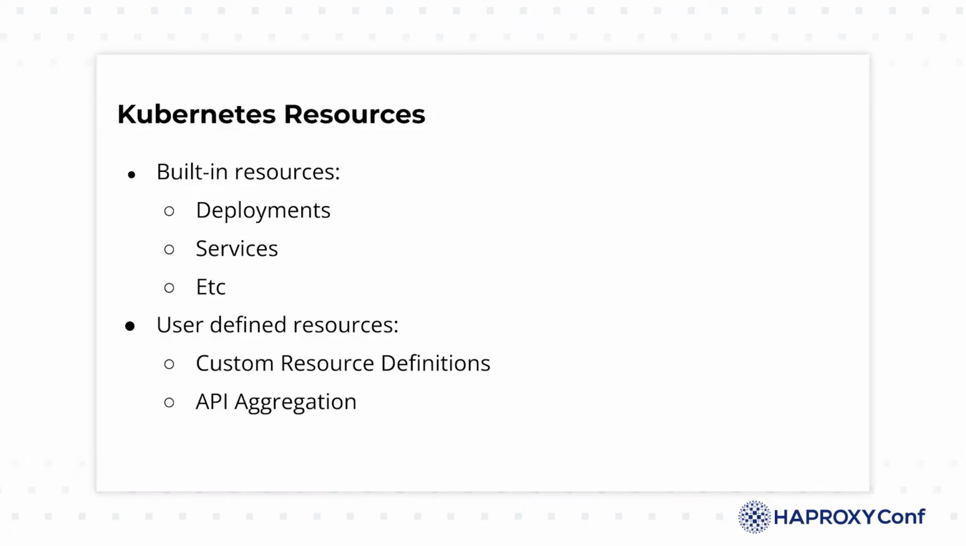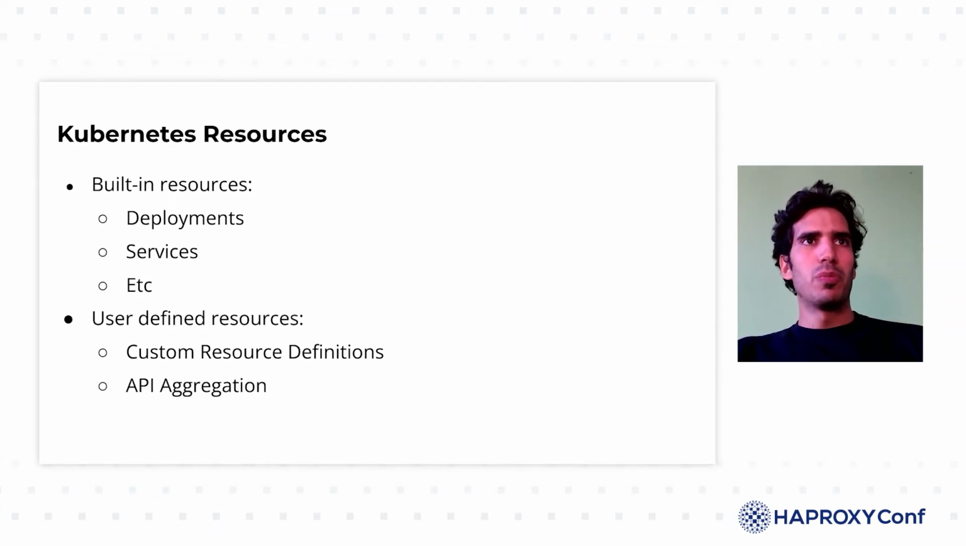And to understand custom resources, we can talk first about built-in resources. These are resources available by default in a Kubernetes cluster. So we have deployments, services, pods, and if these resources are not enough, or they don't describe the user's use cases, we can think about user-defined resources. And there we have two of them. We can choose custom resource definitions or API aggregation.